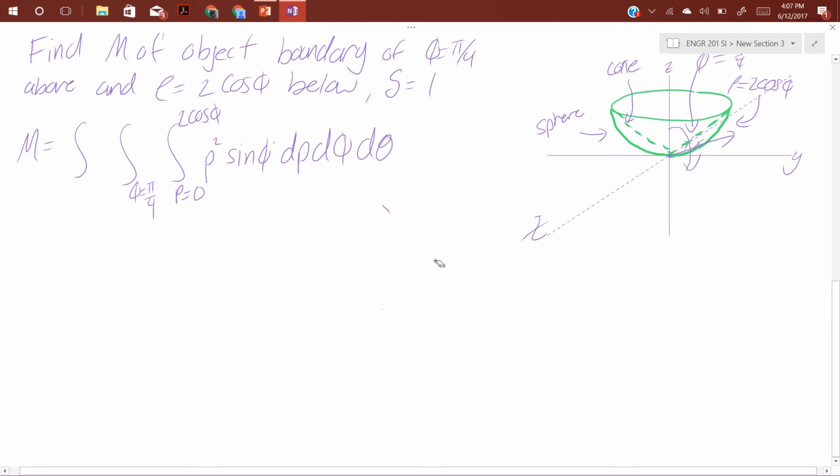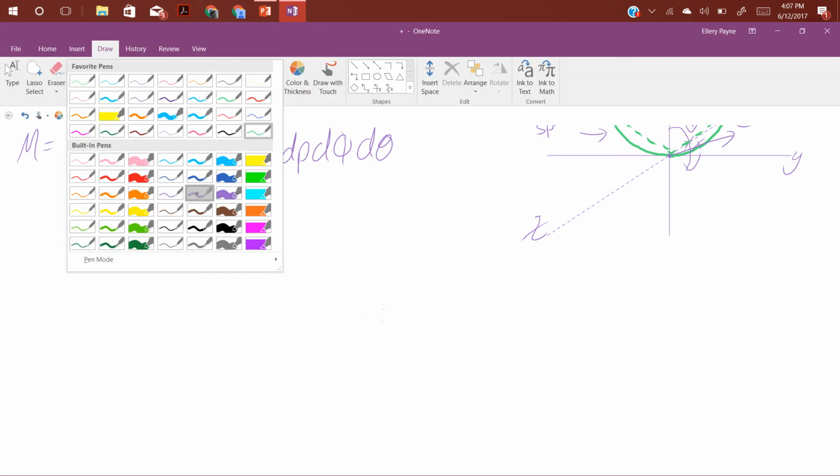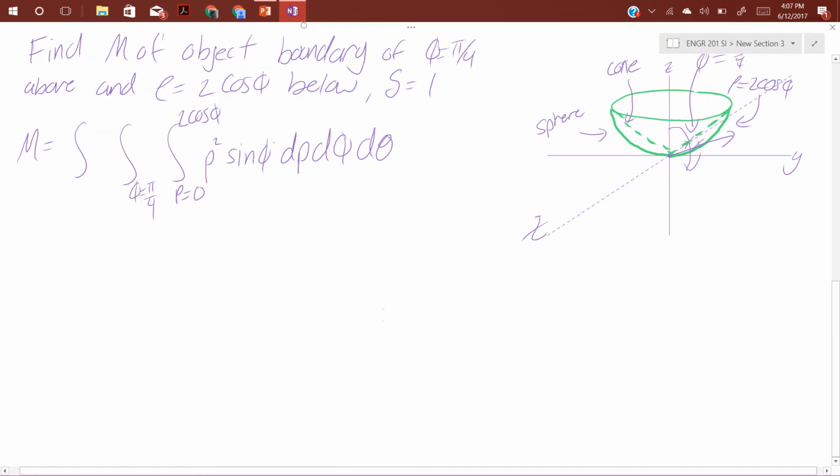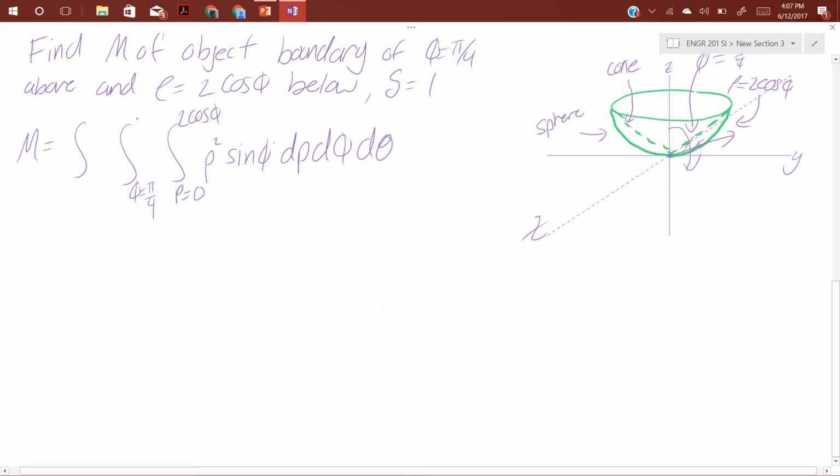All right, back to purple. Actually, too thick. There you go. So it goes to pi over 2.